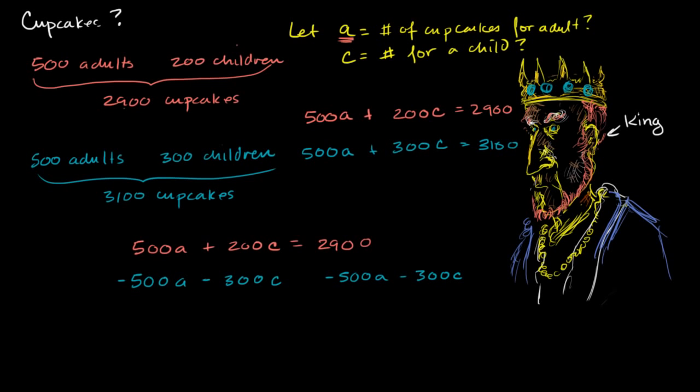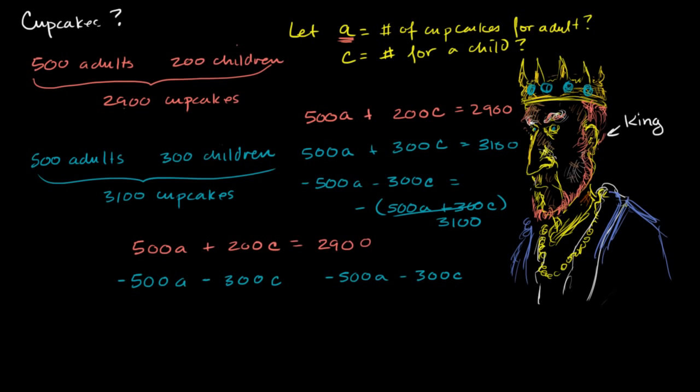But we know that subtracting 500A and 300C, let me make it clear, is the exact same thing as subtracting 500A plus 300C. And we know that 500A plus 300C is exactly 3100. This is what the second piece of information gave us. So instead of subtracting 500A plus 300C, we can just subtract 3100.